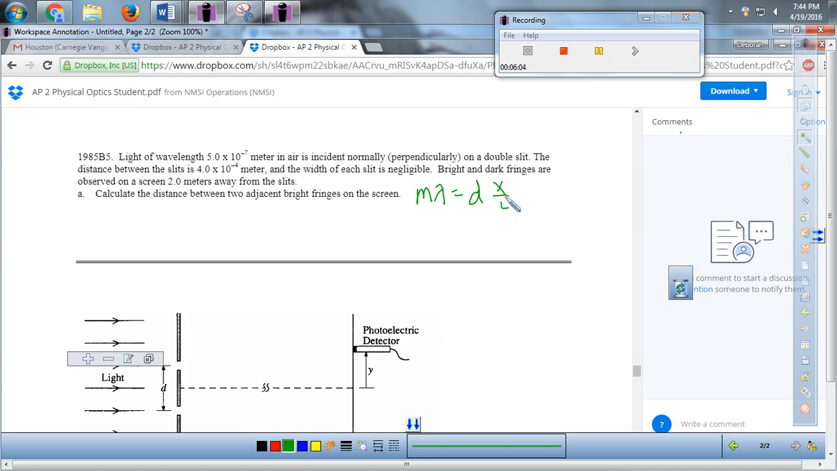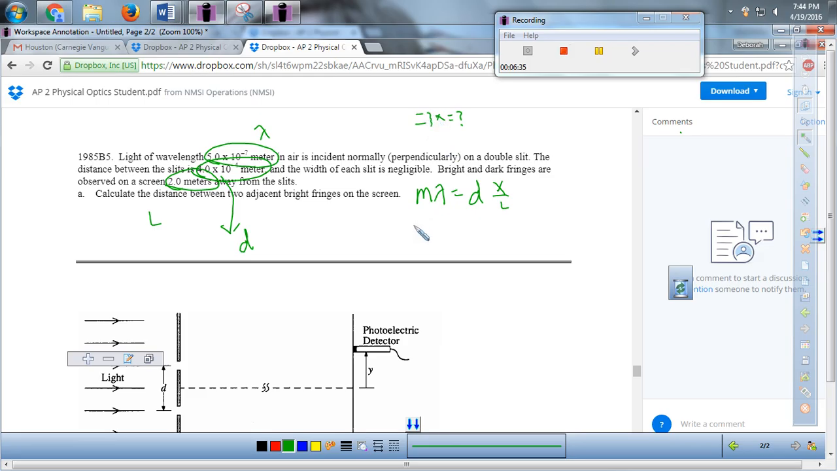All right, so I said, well, here's my wavelength, here's my lambda. 4 times 10 to the minus 4th meters is my distance d. My 2 meters away is my L. And so if there's a bright band here and a bright band here, this distance from here to here is what we're calling x, and that's what they're asking us to find. So we want to find the distance between 2 adjacent bright fringes. So bright, bright, next door neighbors, how far apart are they?